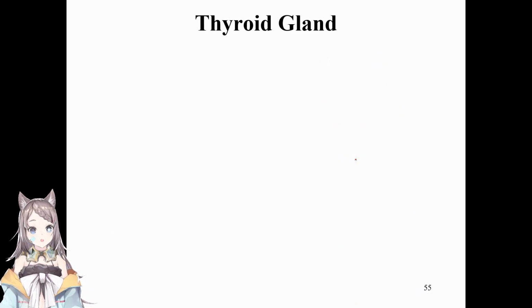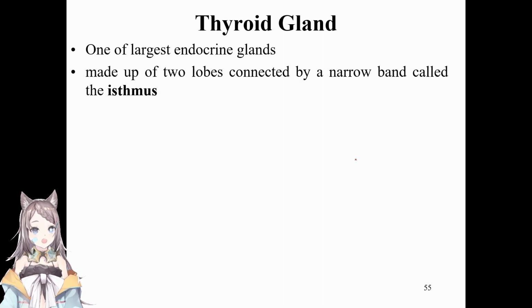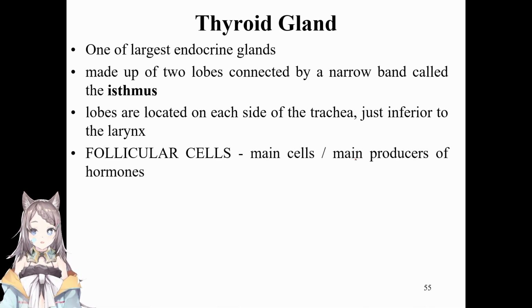Next, you have your thyroid gland. Your thyroid gland is one of the largest endocrine glands. It is found in your neck. It is made out of two lobes connected by a narrow band called your isthmus. The lobes are located on each side of the trachea, just inferior to the larynx or your voice box. It consists of your follicular cells. The main cells are the main producers of hormones.